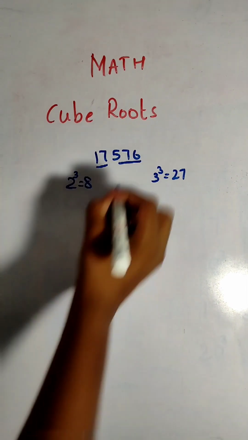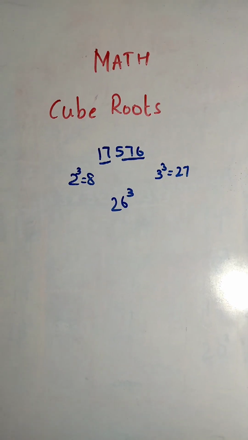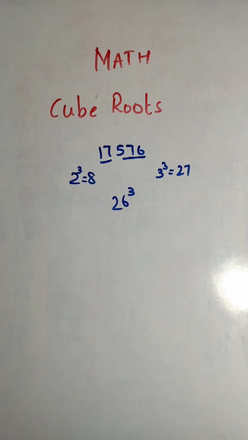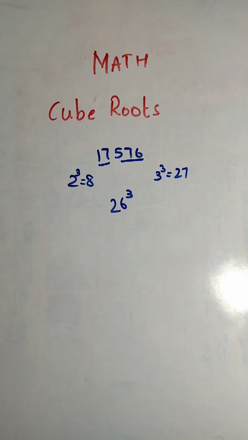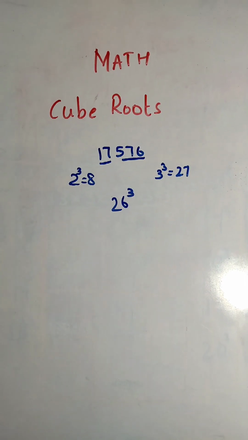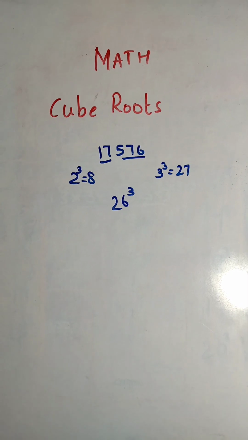You can also check it: 26 cube is equal to 17,576. You check it by yourself. It is true. This is also like a homework for you, to figure out if this is true by cross checking and cross verifying.